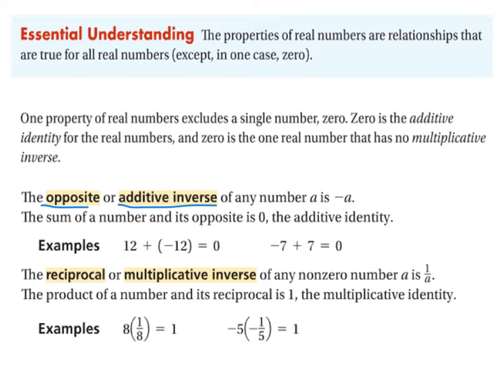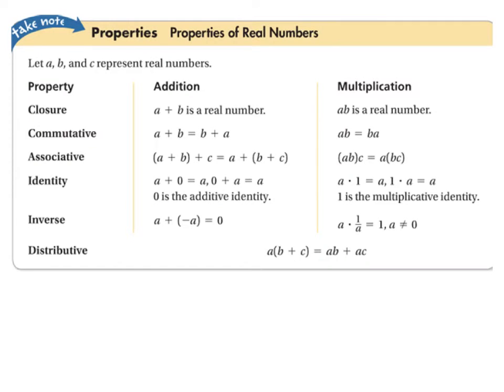Typically we just call it the reciprocal, but the reciprocal or multiplicative inverse of any non-zero number a is 1 over a. The product of a number and its reciprocal is 1, so 1 is called the multiplicative identity. Again, if you multiply something by 1, the value does not change. So here is a list of those properties.